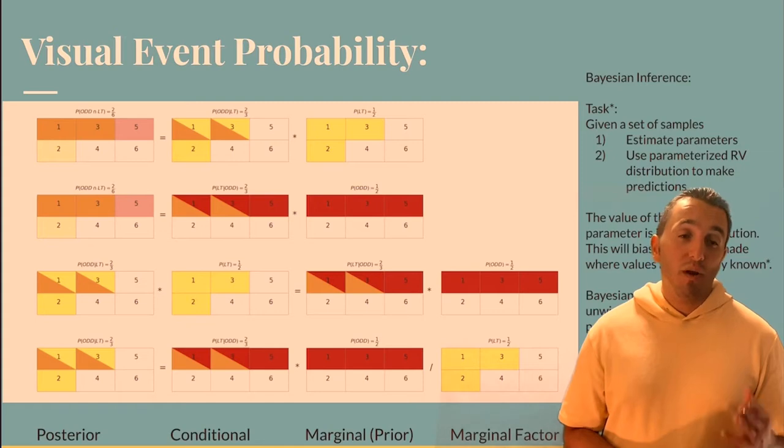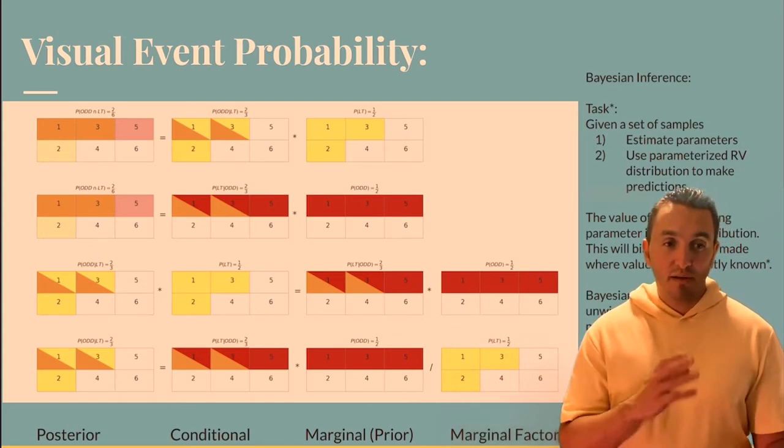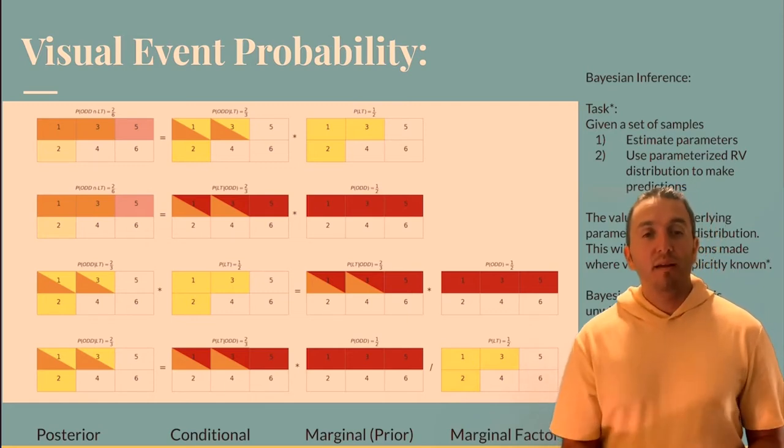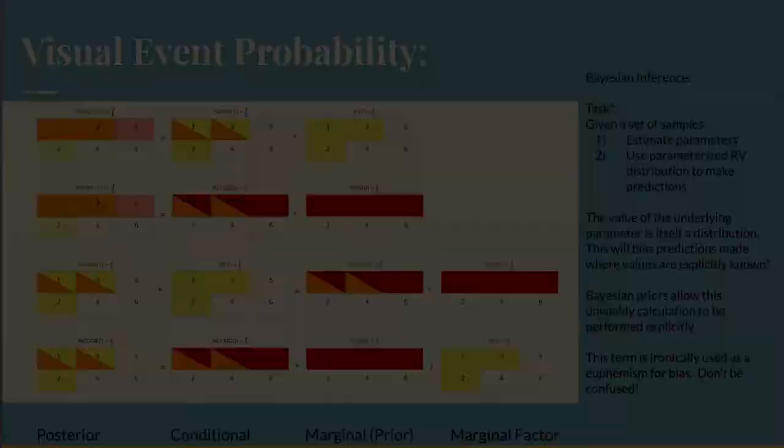But for now, we are going to work with this formula, right? This is really important. This posterior, conditional, marginal, and the marginal factor, right? What we divide the right side by. We're going to see how that equation is actually really, really useful.